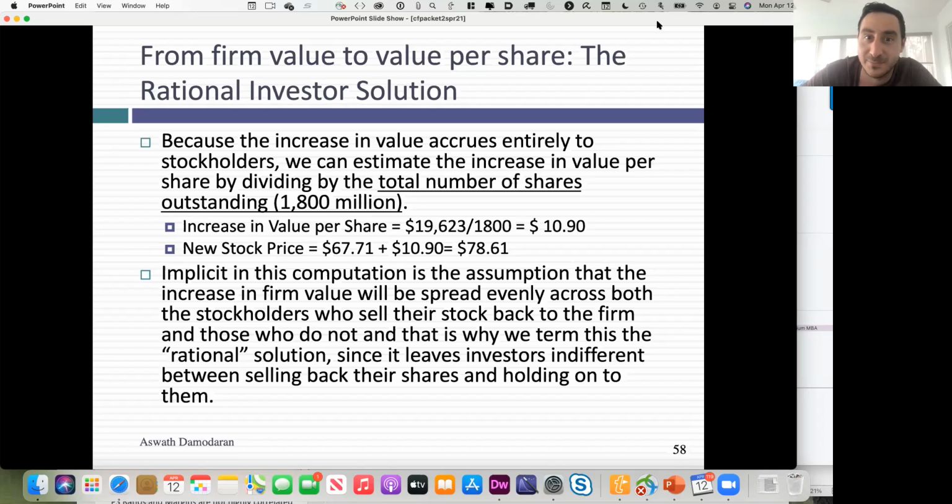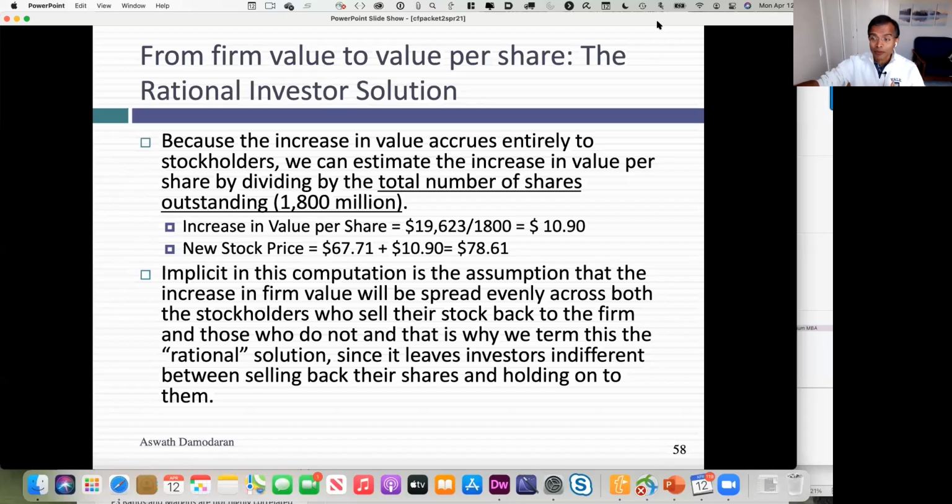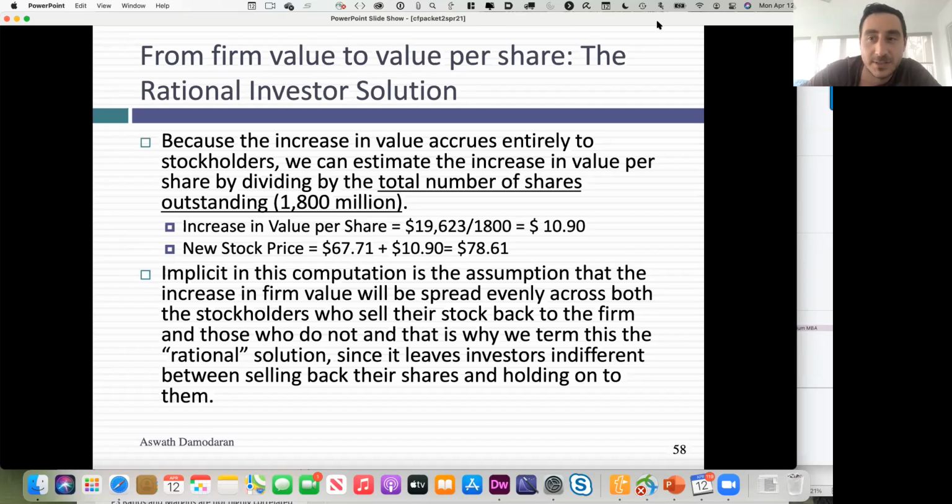But the people who sell the shares back will get the benefit from the buyback, right? Wouldn't that increase the price overall? You're giving a bigger slice of the 19.6 billion to the people who sell their shares back. You're going to be left with less rather than more, right?